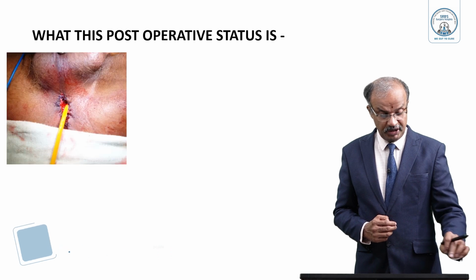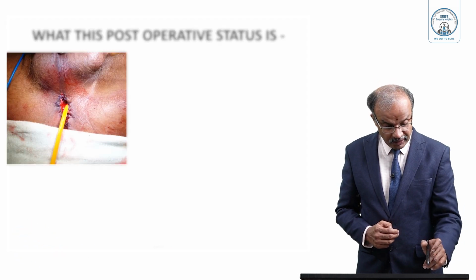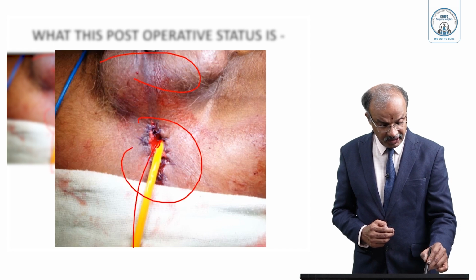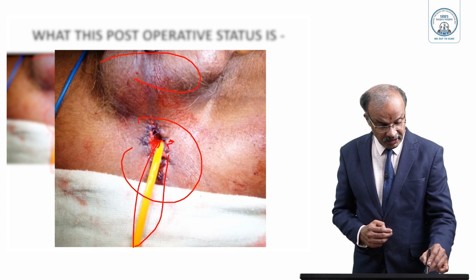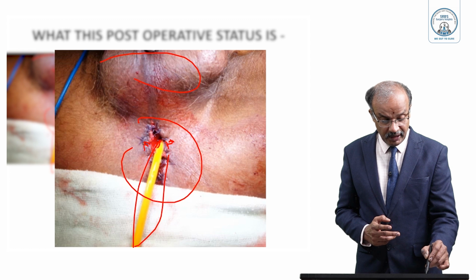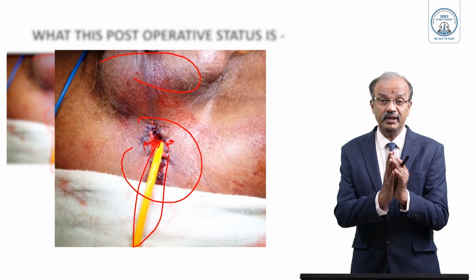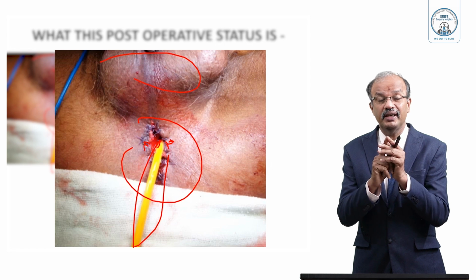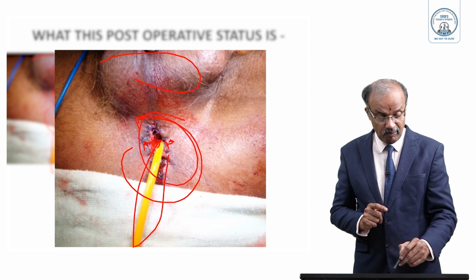What this postoperative status is: look at this scrotum, you can see the perineum here, Foley's catheter is coming down. You can see the sutures here, probably 3-0 Vicryl, where the perineal urethra is sutured to the skin by making an incision there. This is where the perineal bulbar urethra is.